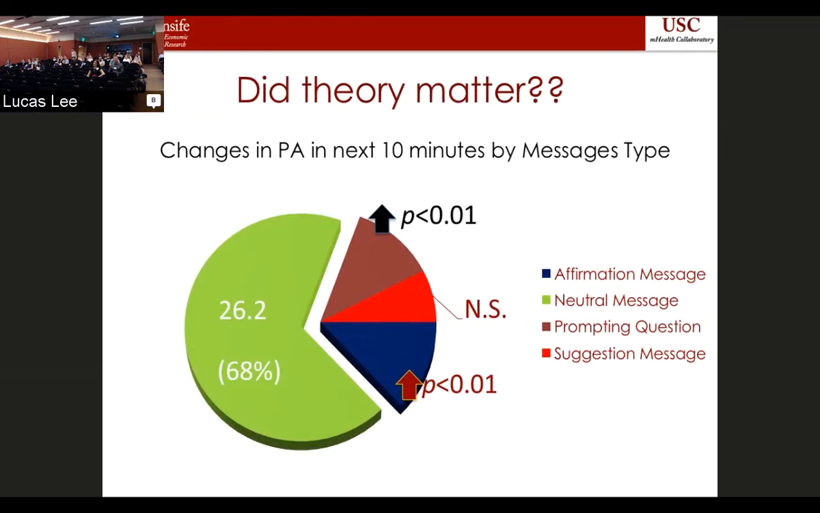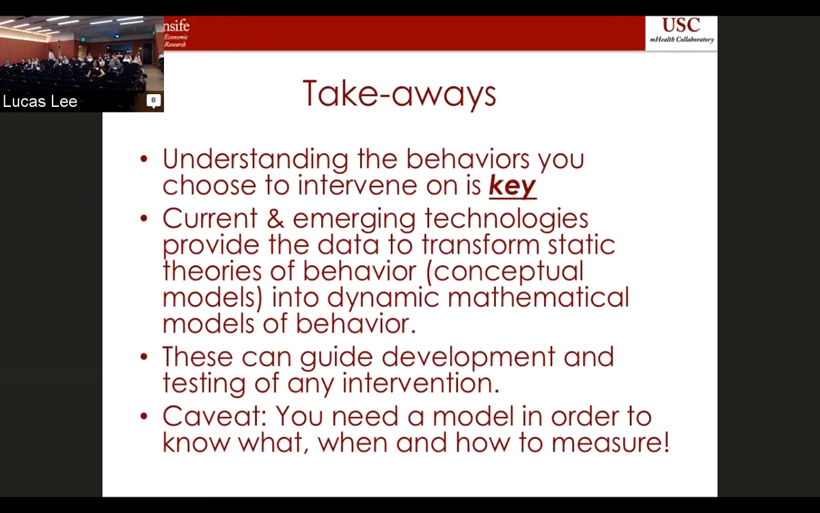All right, so the takeaway messages here are understanding the behaviors you choose to intervene on is key. Current and emerging technologies provide the data to transform these static theories of behavior, these conceptual models, into dynamic mathematical models of behavior, computational models of behavior. These can guide development and testing of any intervention in just in time and in real time, these new interventions that we can do. But a caveat is you need a model in order to know what, when, and how to measure.